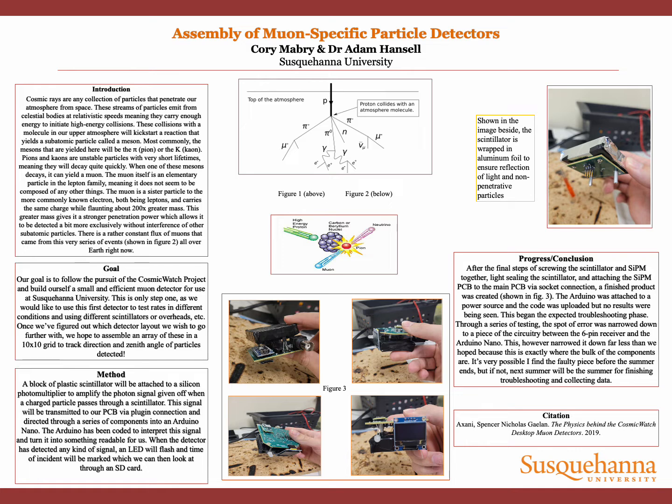The muon itself is an elementary particle in the lepton family, meaning it does not seem to be composed of any other things. The muon is a sister particle to the more commonly known electron, both being leptons, and carries the same charge with about 200 times greater mass. This greater mass gives it a stronger penetration power, which allows it to be detected a bit more exclusively without interference of other subatomic particles.